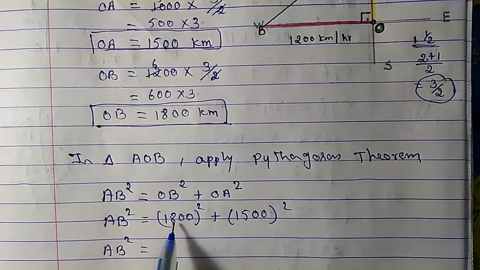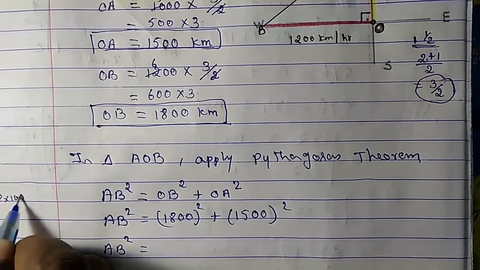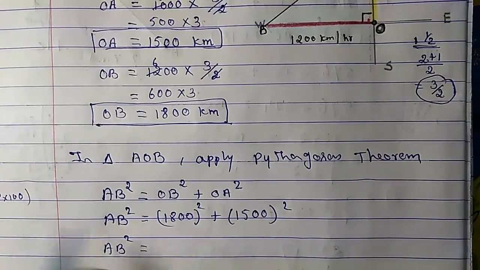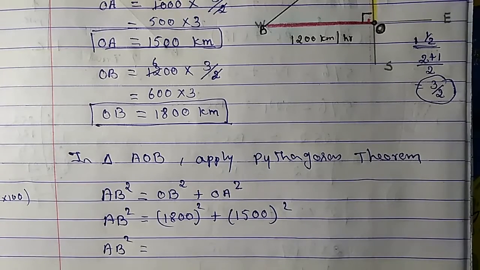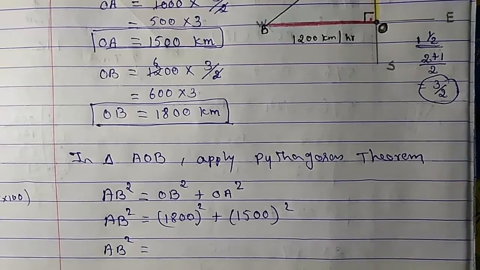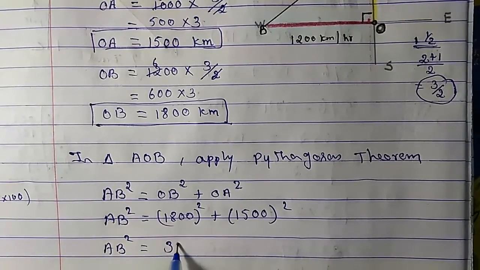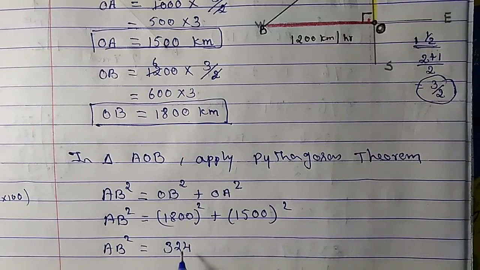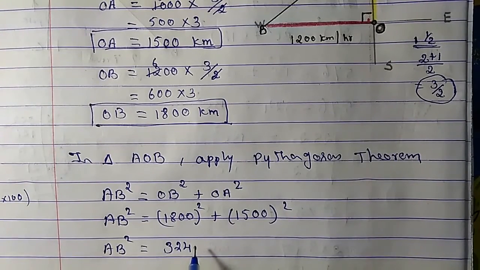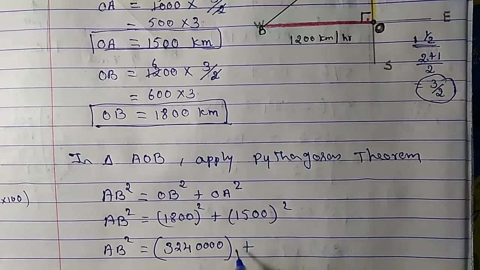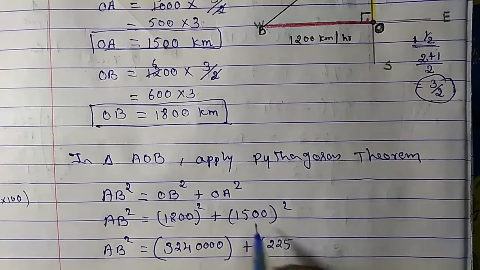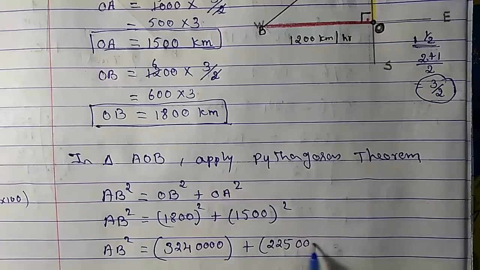Now this 1800 we can write as 18 into 100. Okay, so then 18 square will be how much? 18 square is 324 and 2 zeros are there. When you square it, it will become 4 zeros. Same way, 15 square will give us 225 and 2 zeros are there. When we square it, it becomes 4 zeros.